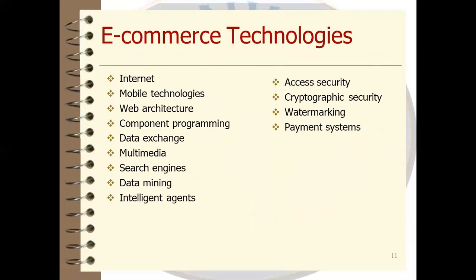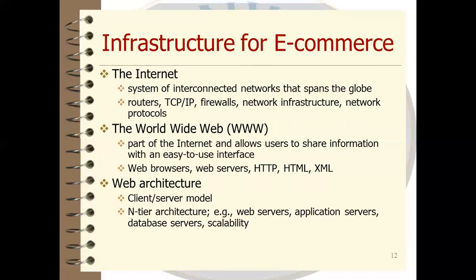Now here are the different e-commerce technologies we have. We have internet, mobile, the web architecture, programming, data exchange, multimedia, and there is also cryptography. You know what cryptography is? We will learn later. Then watermarking and the payment systems. So an infrastructure includes the internet, the main part, then the WWW, and then the web architecture.